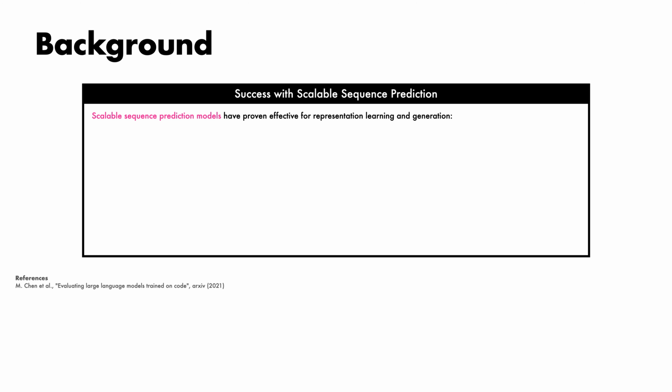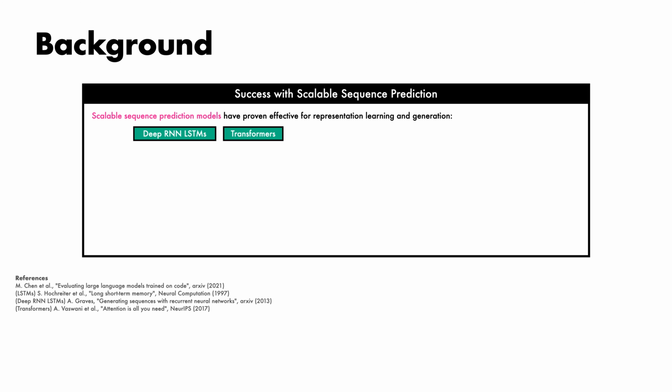In recent years, scalable sequence prediction models have proven highly effective for both representation learning and generation, with notable examples including deep RNN LSTMs, transformers, and sparse transformers. These models and their ancestors have had success in a wide range of domains.